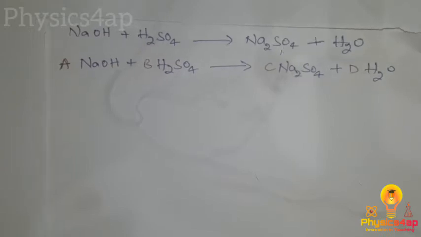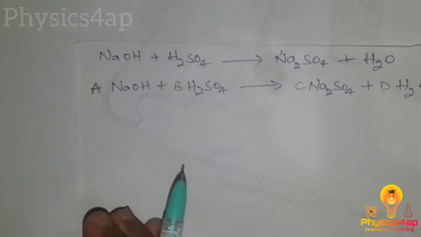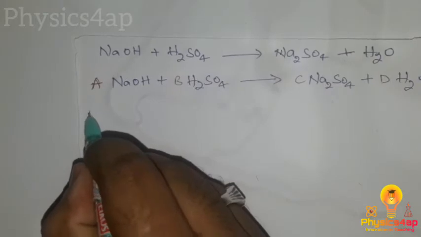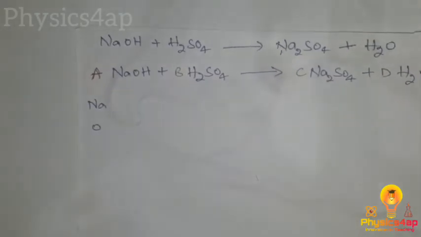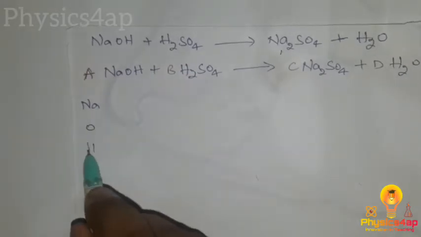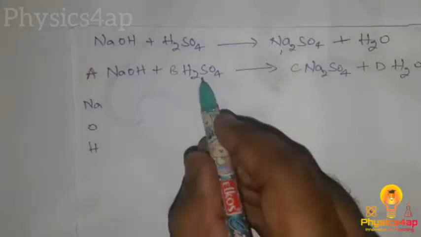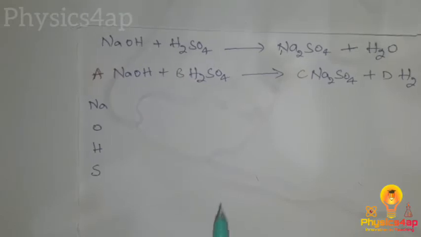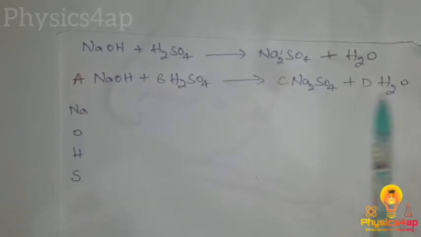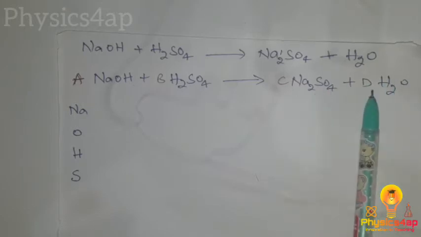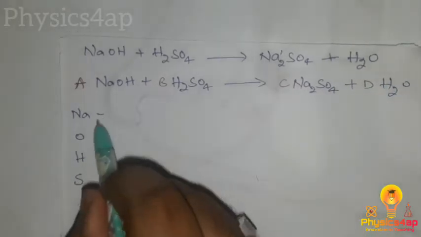Now write down the elements that we have here. The first step is to write down the elements. So we have sodium, oxygen, hydrogen and sulfur. That's it, right? So the remaining are all present. See that the same elements will also be present on the right hand side. Now write down the equations here.